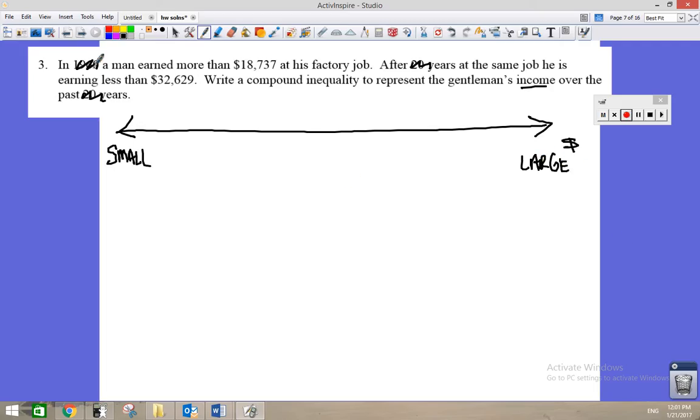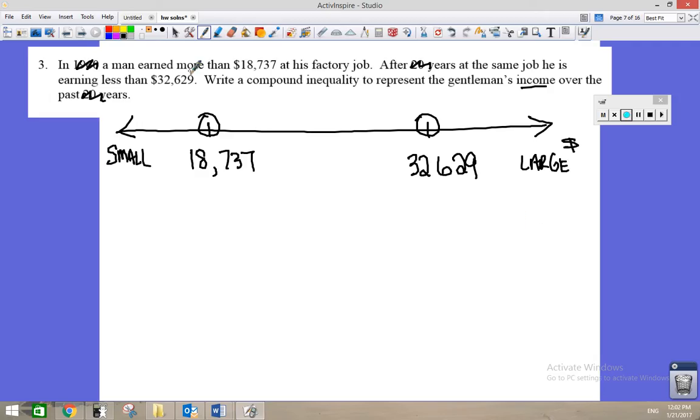So when he started his job, or at least at some point early in his career, it was $18,737 annually for his salary. Then years later, he got up to close to $32,629. So those are the endpoints of the values of interest, and we're interested, of course, in all the values in between there too, over the span of that 20 years.